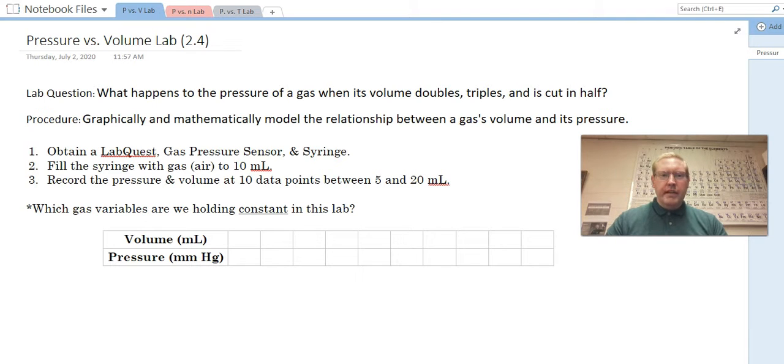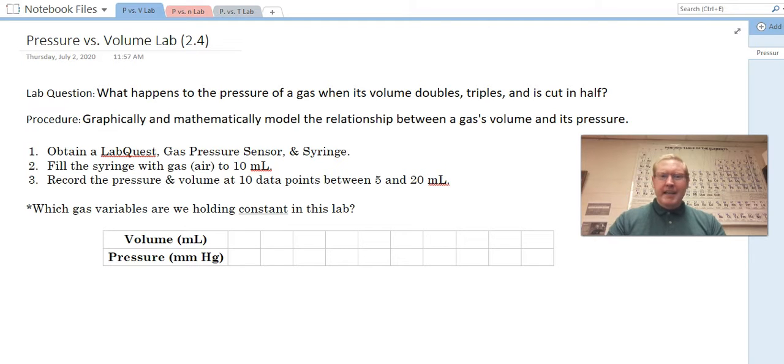I'm here today to show you the first of 3 labs from Unit 2 that'll help us better understand learning target number 4. In this lab, we want to answer the question, what happens to the pressure of a gas when its volume doubles, triples, and is cut in half? For our procedure, we are going to GAM-TRIB. We're going to graphically and mathematically model the relationship between a gas's volume and its pressure.